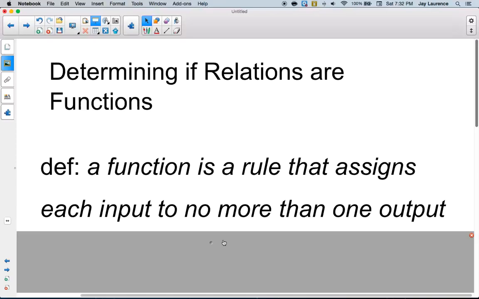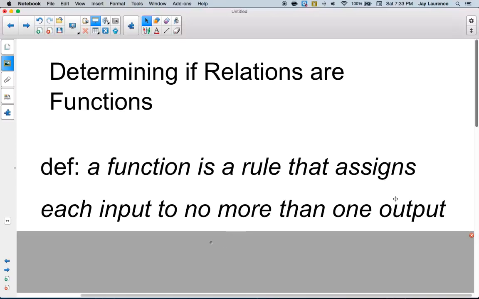So if we have a situation where we have an input going to more than one output, remember input is your domain, or input could also be your x values, right? Your independent variable. If you have a member of the domain going to more than one member of the range, or you have an x value going to more than one y value, then you do not have a function. So each x value can go to at most one y value.